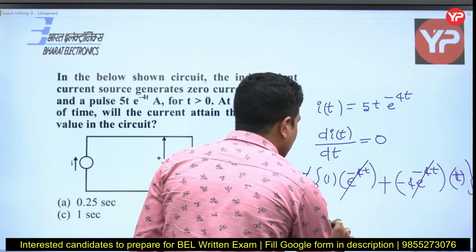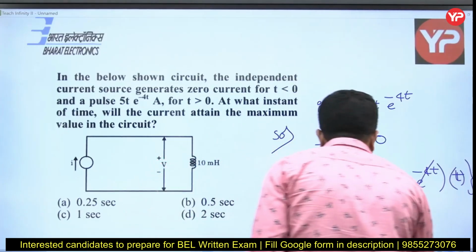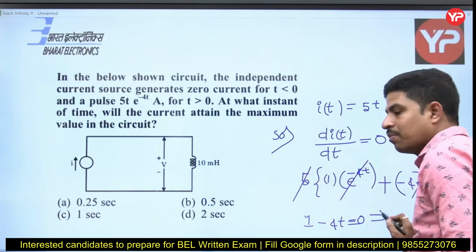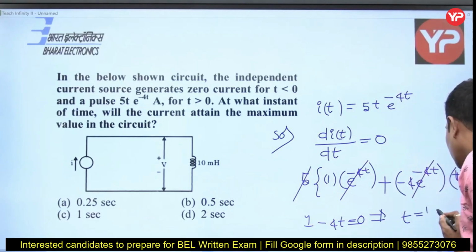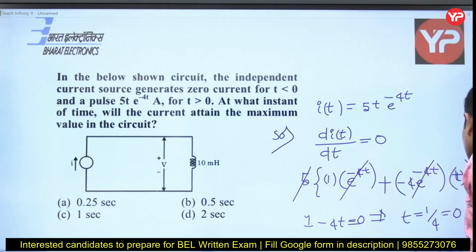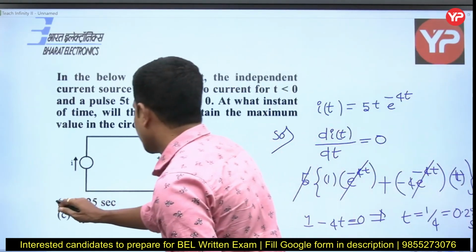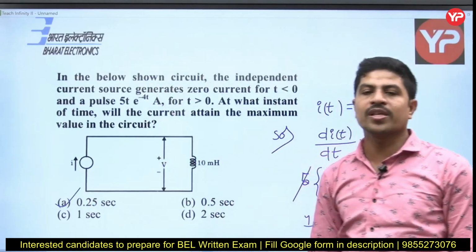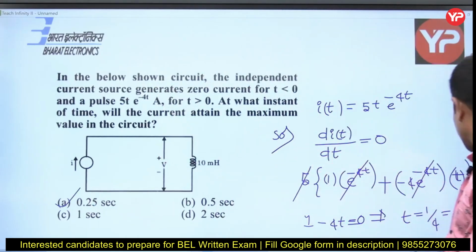Now you have 1 minus 4t is equal to 0, that implies t is equal to 1 by 4, that is equal to 0.25 seconds. Yes, 0.25 seconds. Option is A. Right? Yes, all of you.